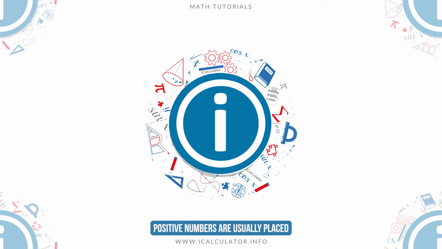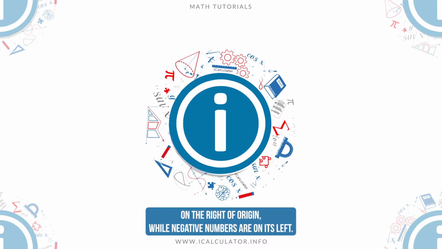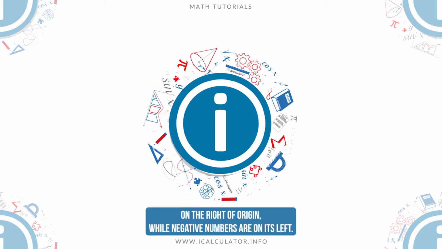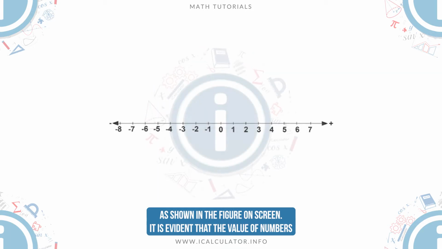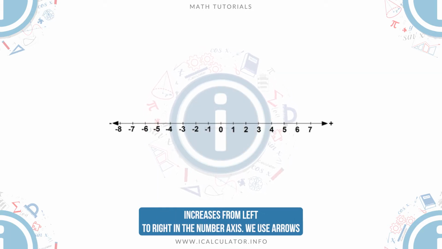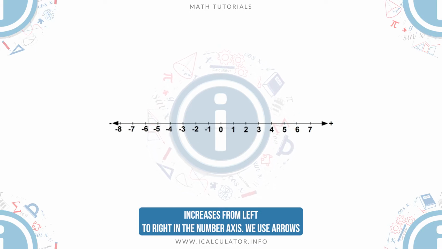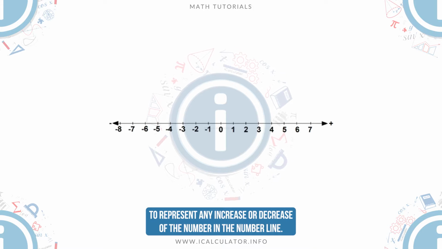Positive numbers are usually placed on the right of origin, while negative numbers are on its left, as shown in the figure on screen. It is evident that the value of numbers increases from left to right in the number axis. We use arrows to represent any increase or decrease of a number in the number line.